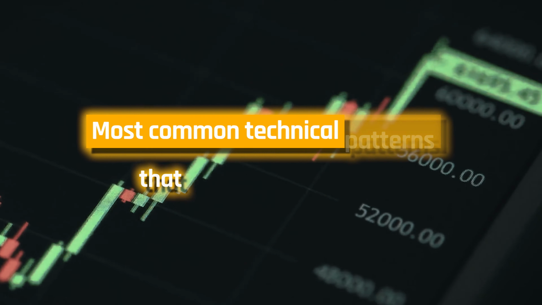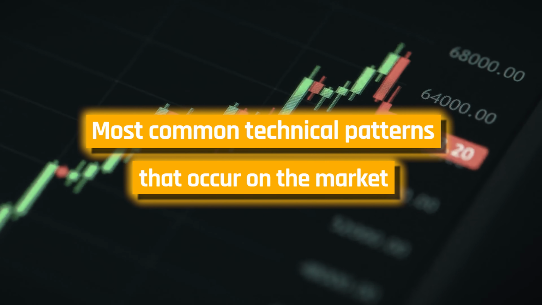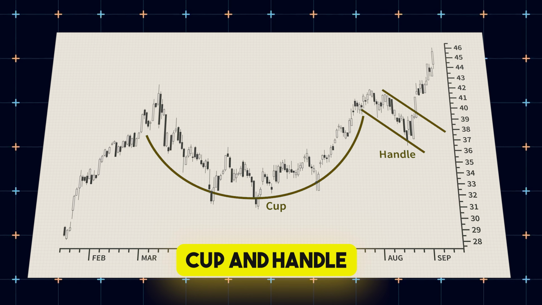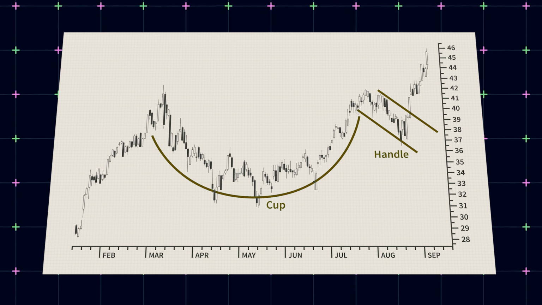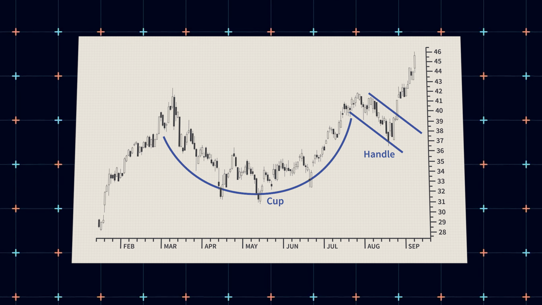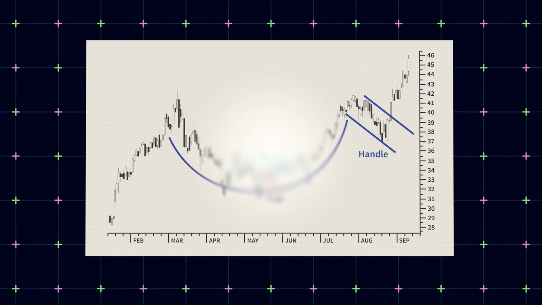So these are the most common technical patterns that occur on the market and people look for. Cup and handle. This pattern resembles a cup with a handle and is considered bullish. It typically signals a continuation of an uptrend after a brief consolidation period.